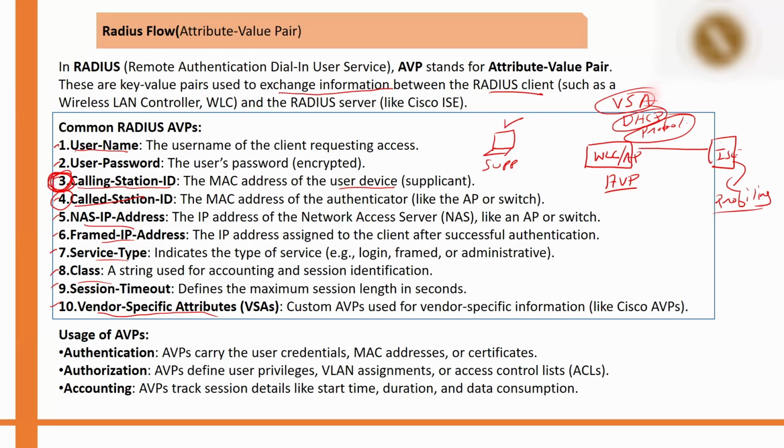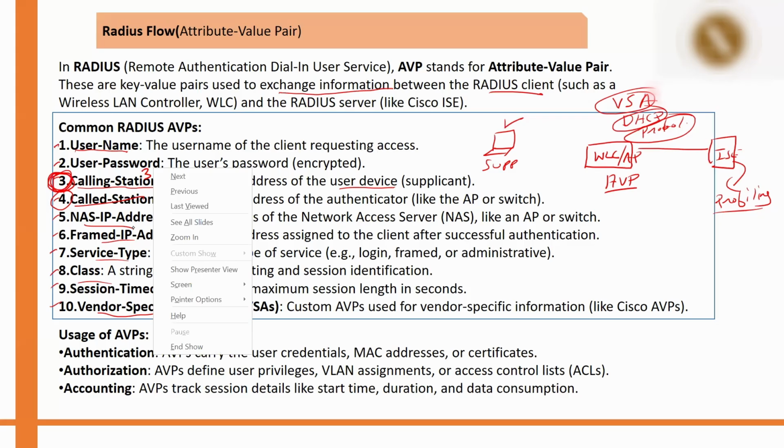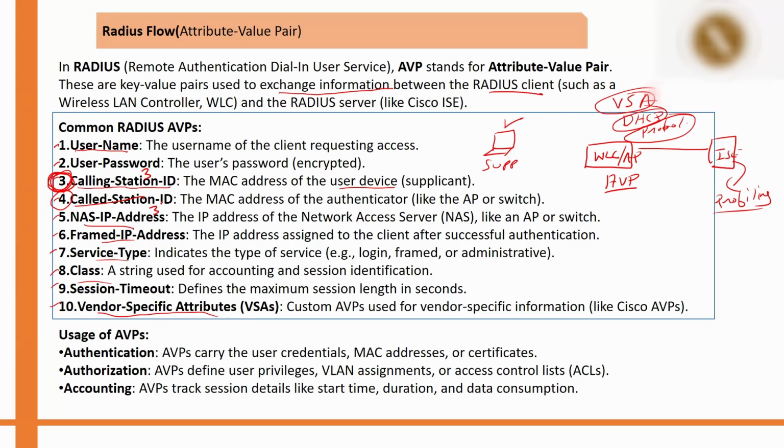Yeah, I think these are not the proper values. Okay, well, this is not 1, 2, 3, 4. It is the number actually. So if you take the calling station ID, the attribute value for that is 31. Calling station ID is 31. And the NAS IP address, that is 32, I guess. Then yeah, so these are not the actual values. Please don't take that. That's not the proper values.